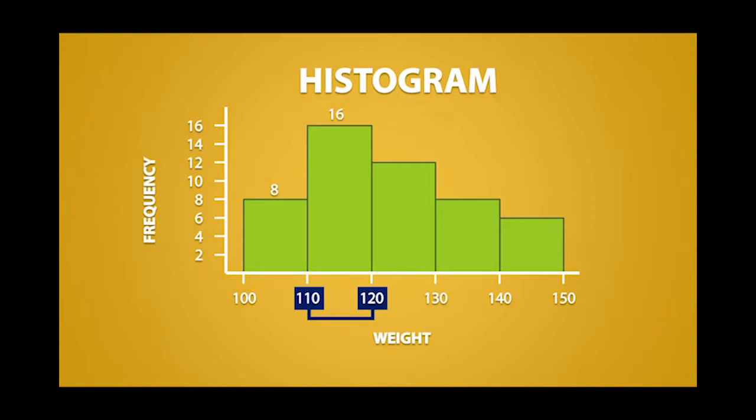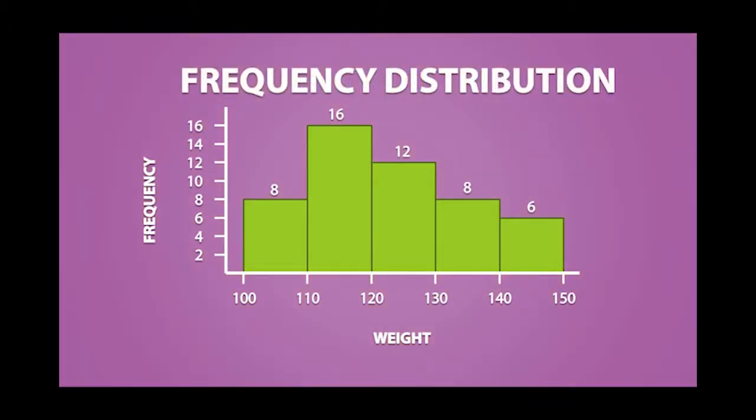So this means that 16 out of the total people I collected data from weigh between 110 and 120 pounds. The rest of the histogram can be read in a similar fashion. A histogram is a form of a frequency distribution.